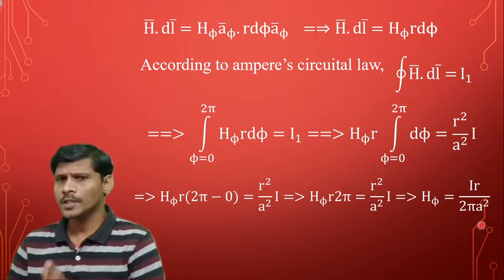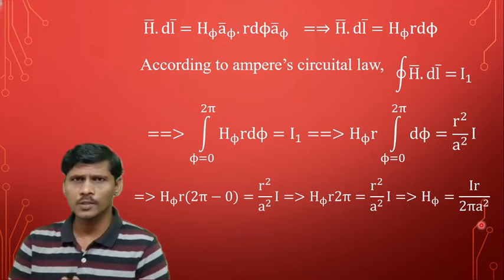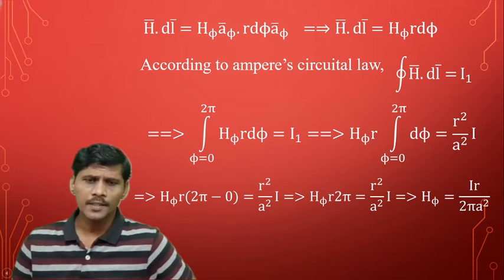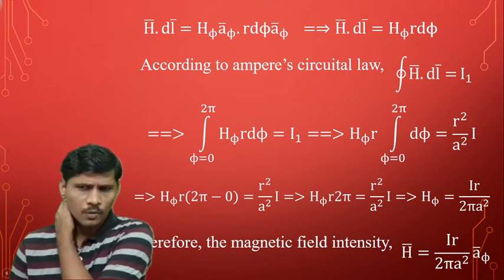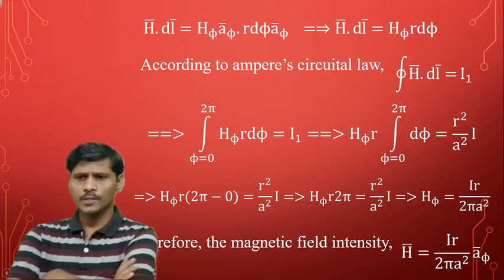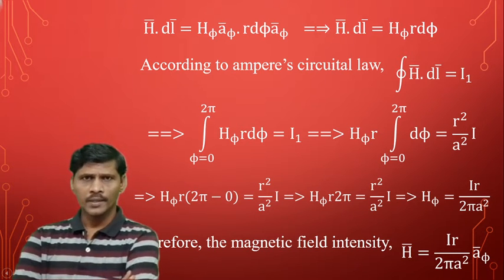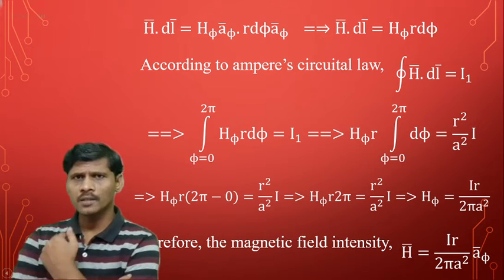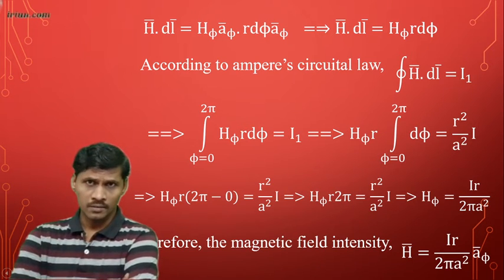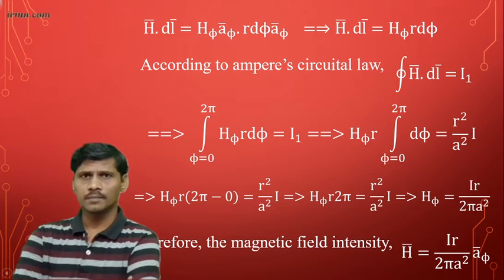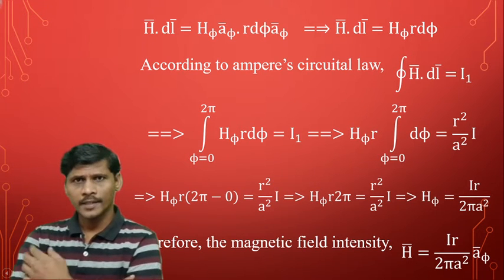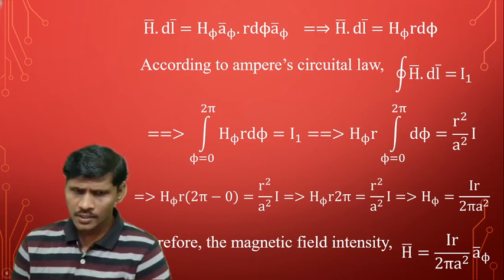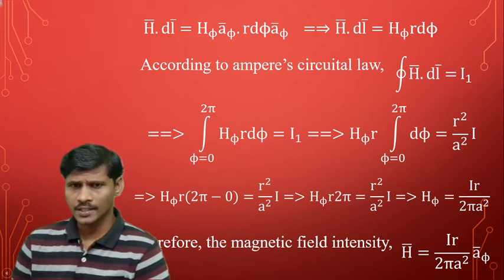Substitute this H phi value into the expression H bar is equal to H phi into a phi bar. We get the magnetic field intensity H bar is equal to I r by 2 pi a square into a phi bar, where a is the radius of the inner conductor and small r is the radius of the Ampere path. This is case 1, that is the r less than a case.